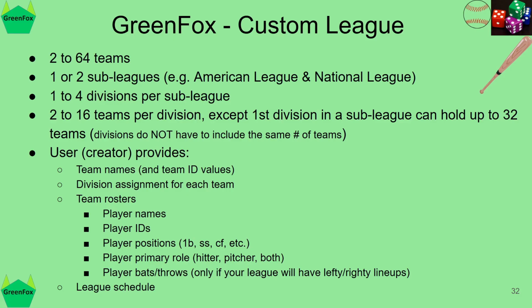You have to provide their primary role as a hitter or pitcher or both. If you have a league, you're going to have lefties and righties and have different lineups for lefties and righties, and you want to make sure you enter if they're a pitcher, if they're left or right, and if they bat left, right, or switch. And you'll also need to provide the league schedule, but as we'll see later, you don't have to have that all filled in at the beginning.